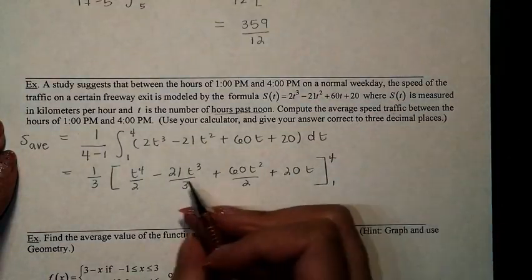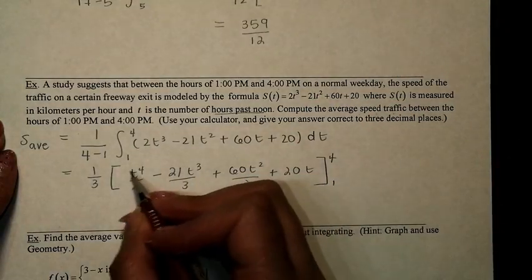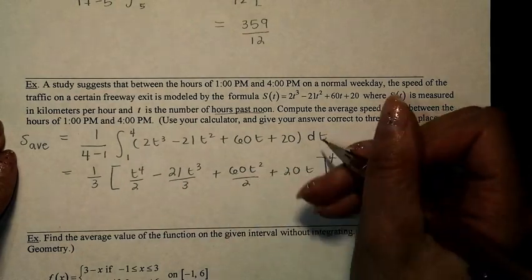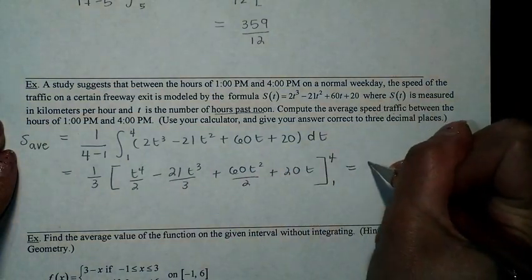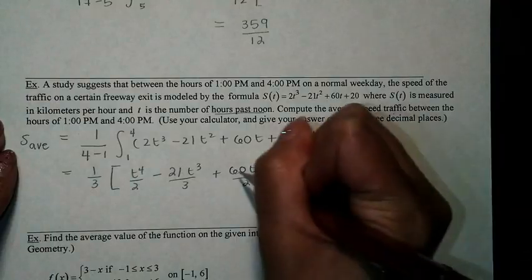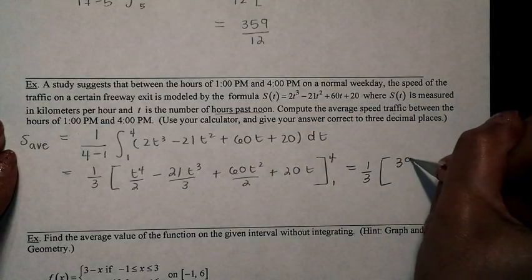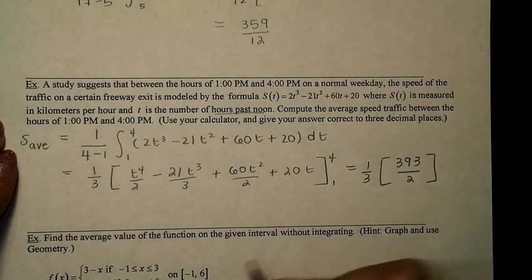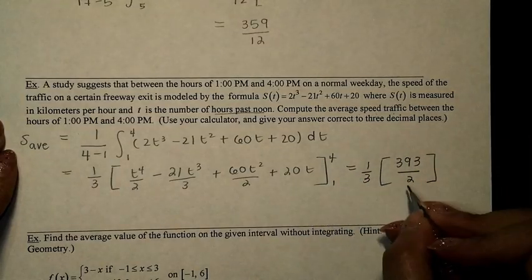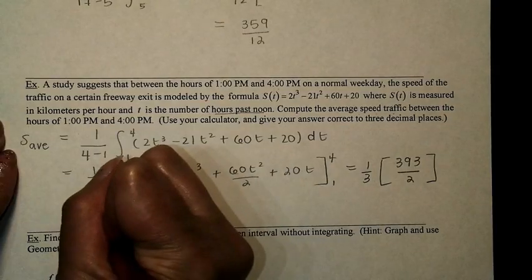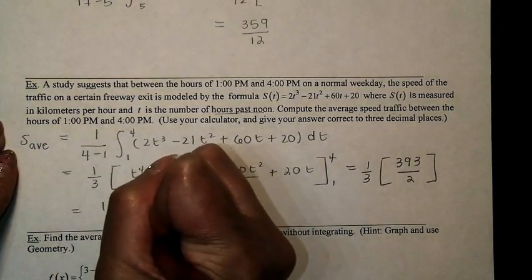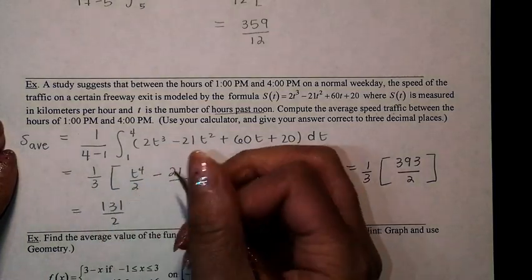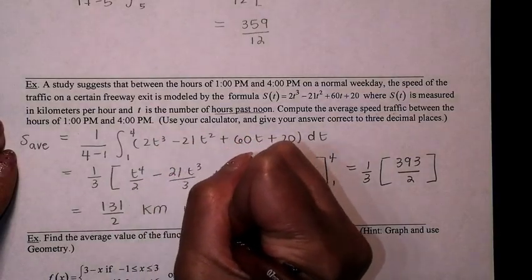Then you plug in the 4, and you can see that the numbers are humongous, so I just plugged it in my calculator, and I got this. It was 393 divided by 2, multiplied times the magical 1/3 that I have here, then we reduce, so you have 131 divided by 2, and this is kilometers per hour.